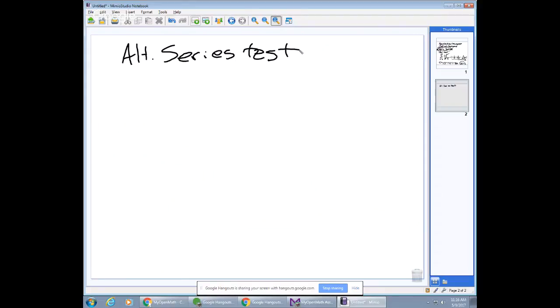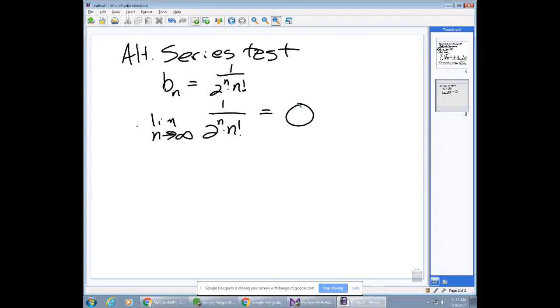And let's see, what else do we have here? We have our b sub n's. Ignoring the sign would be 1 over 2 to the n times n factorial. And I need to take the limit as n goes to infinity of 1 over 2 to the n times n factorial. And this one is pretty straightforward. We know the denominator is growing while the numerator is fixed. So this does go to 0.